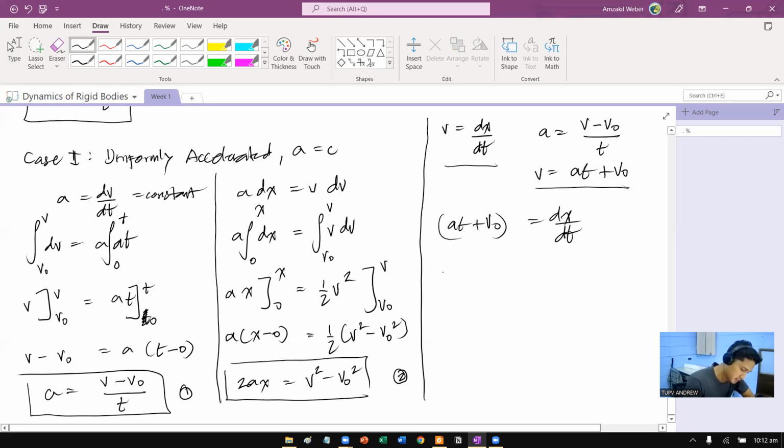This would be v0 dt, sorry: v0 dt plus a t dt is equal to dx. Now we can do the integration. This would be the initial velocity. Initial velocity is a constant for now. Is initial velocity affected by the uniform acceleration?